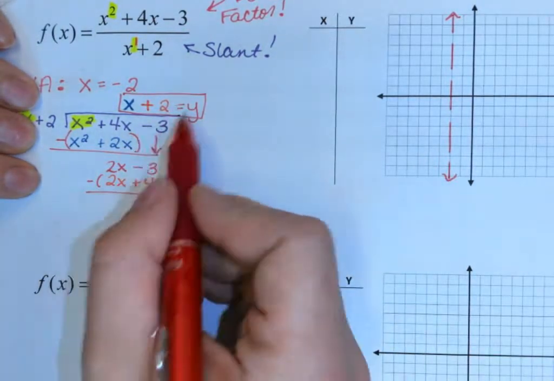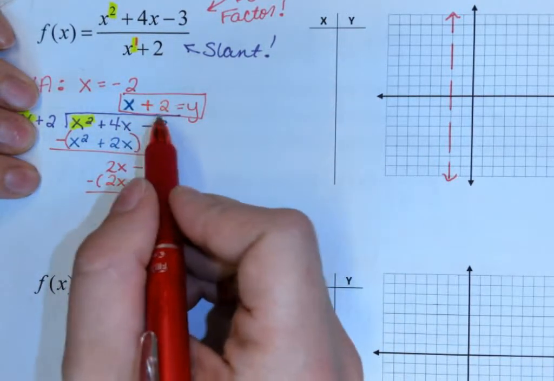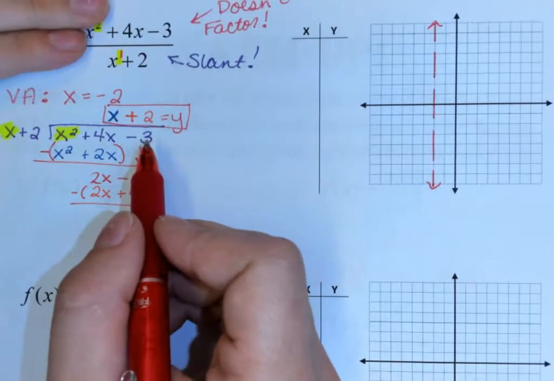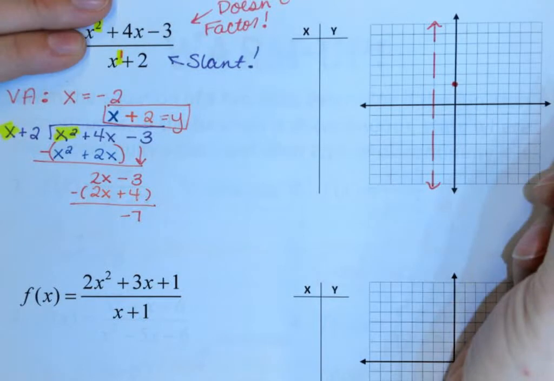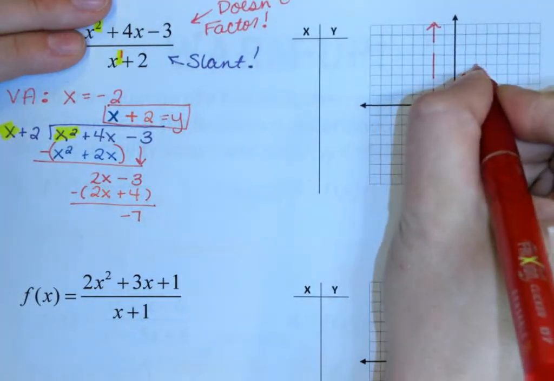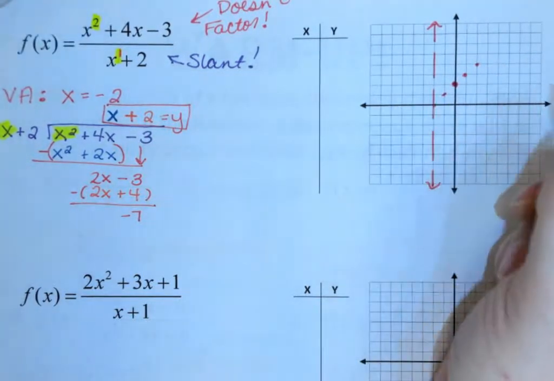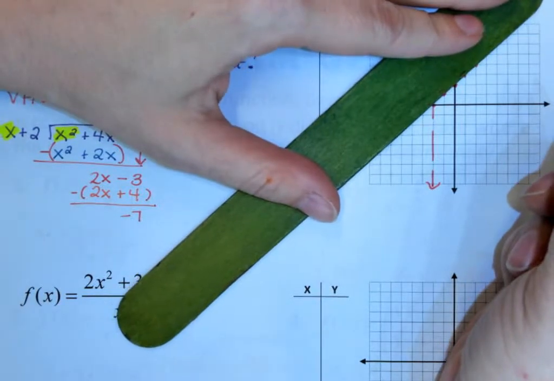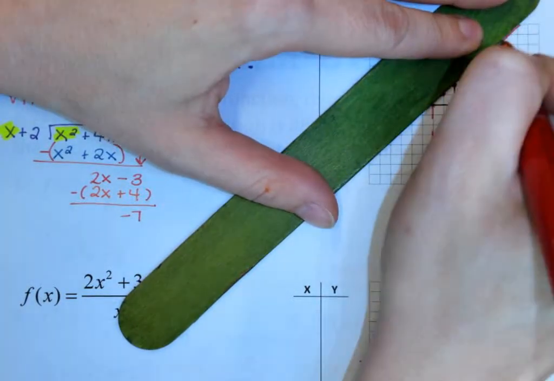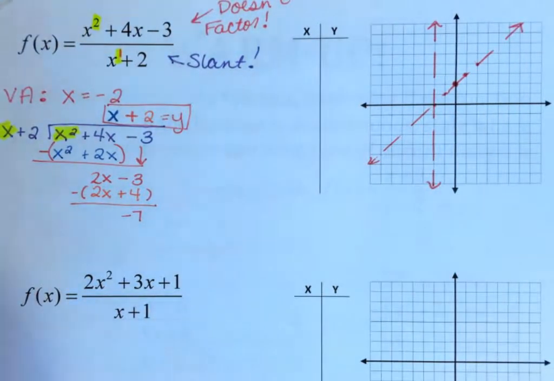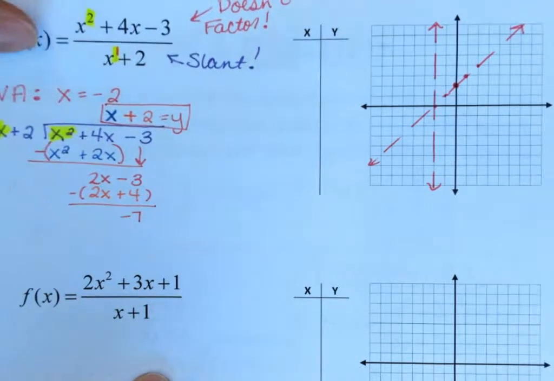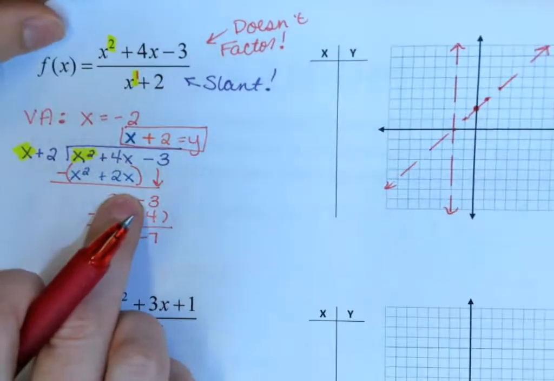So how do I graph that line? Where do I start? I start 2 on the y, and then I go up 1 over 1, down 1 over 1. So this is going to be my slant asymptote. By the way, this was long division.